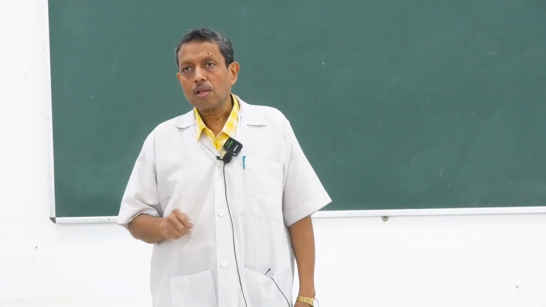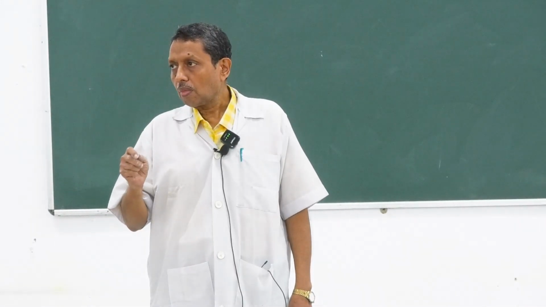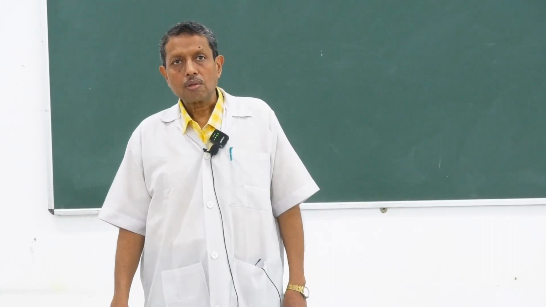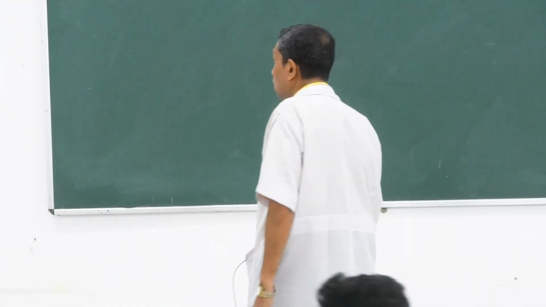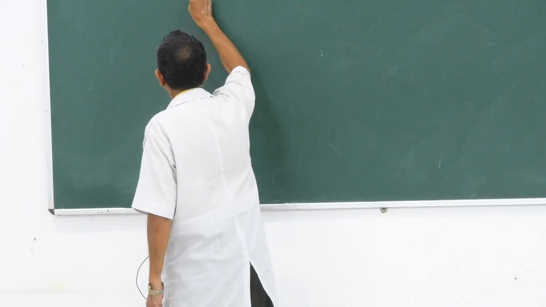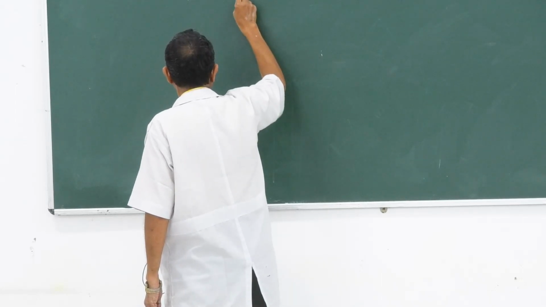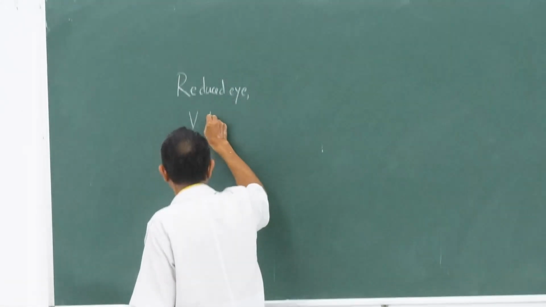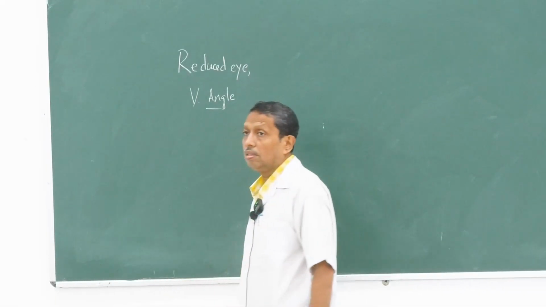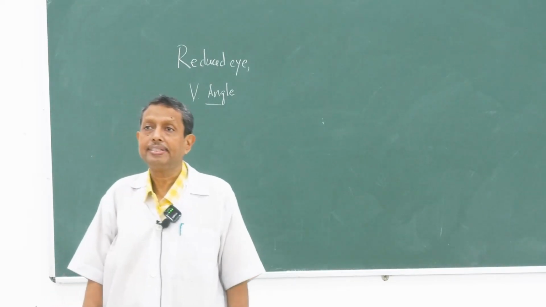that may appear in your theory question. We discussed them initially, like the concept of reduced eye or schematic eye, visual angle. You expect this question in the coming examination, reduced eye.